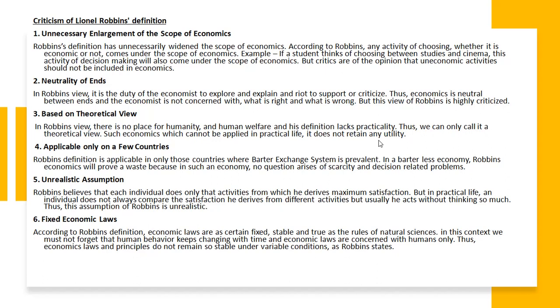Now, Robbins' definition is applicable in those countries where a barter system of exchange is prevalent. But in modern times, when we have a monetary system of exchange, this definition doesn't seem to fit anywhere. And one more point: unrealistic assumption. Robbins believed that each individual does only those activities from which he derives maximum satisfaction.